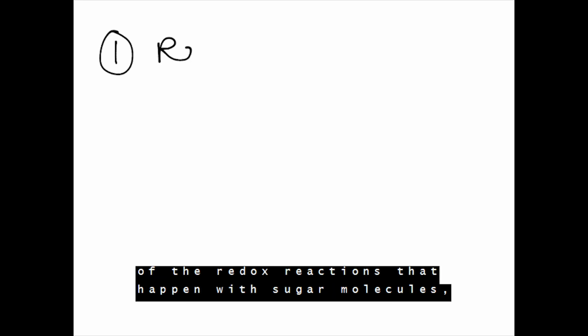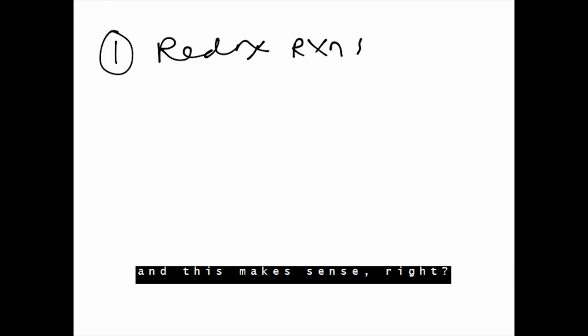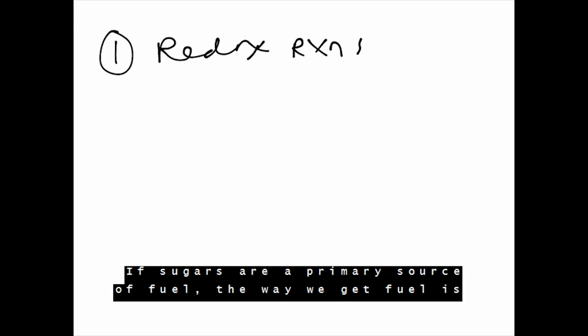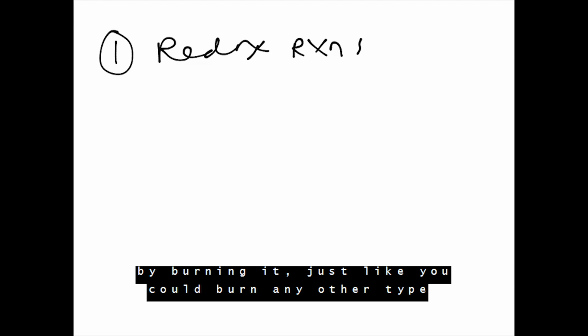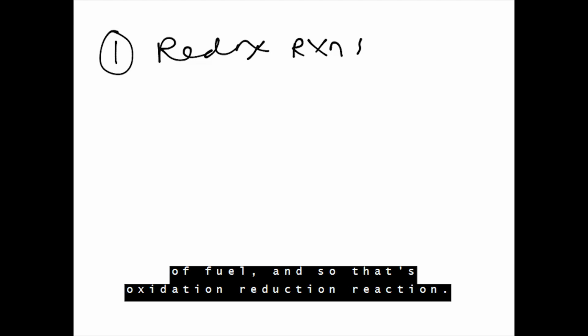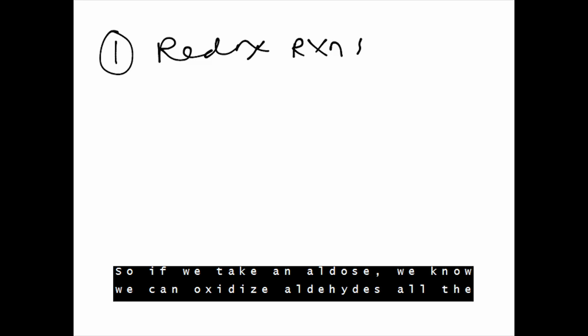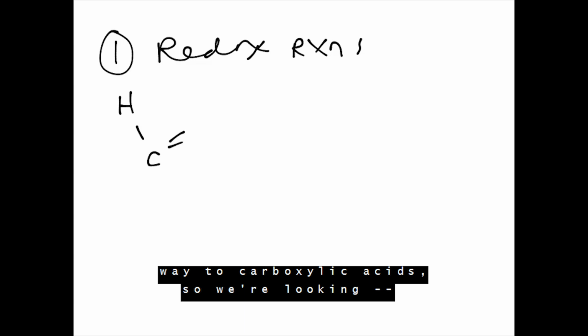So first of all, we can talk about some of the redox reactions that happen with sugar molecules, and this makes sense, right? If sugars are our primary source of fuel, the way we get fuel is by burning it, just like you could burn any other type of fuel. And so that's an oxidation reduction reaction. So if we take an aldose, we know we can oxidize aldehydes all the way to carboxylic acids.